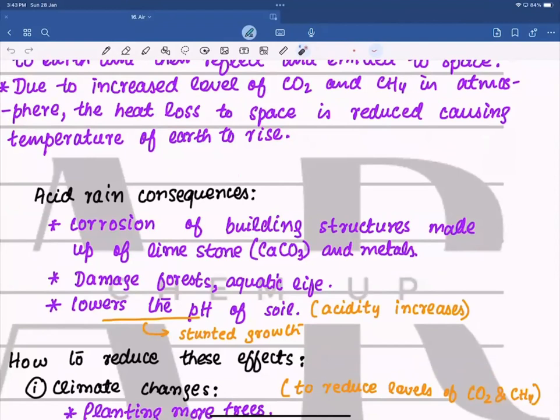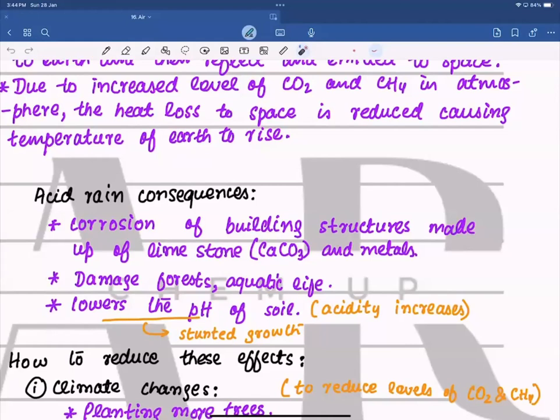Any structures which are outside containing marble, calcium carbonate, or any other metal carbonate or metals, they all get corroded because they all react with the acid and are being used up. So that's how acid rain affects them. Besides this, acid rain affects the aquatic life, the forests, the crops as well. And it lowers the pH of the soil.